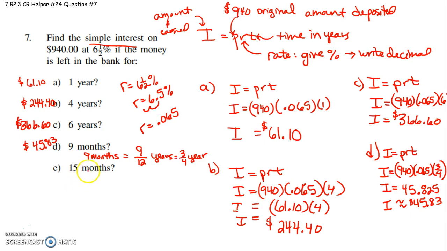For 15 months, again, we have to rewrite that as years. So for 15 months, to write that as years, I'll do 15 divided by 12. 15 divided by 12 is 1 1/4 years, or 1.25 years. 15 months is just a little bit more than a year. So for letter E, I equals PRT.